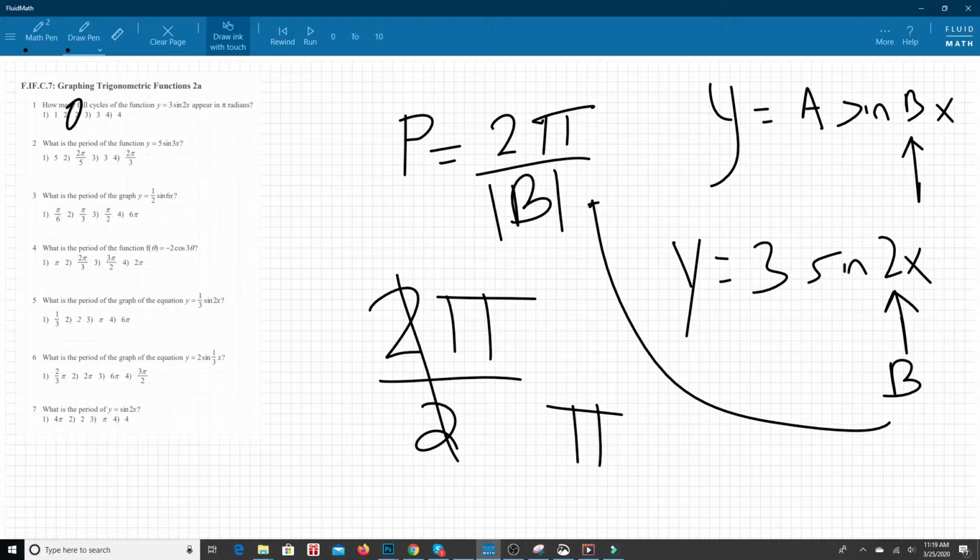What is the period? So the period is 2π over B, so it's 2π over 3. You guys getting this? Let me know if you're confused by anything.